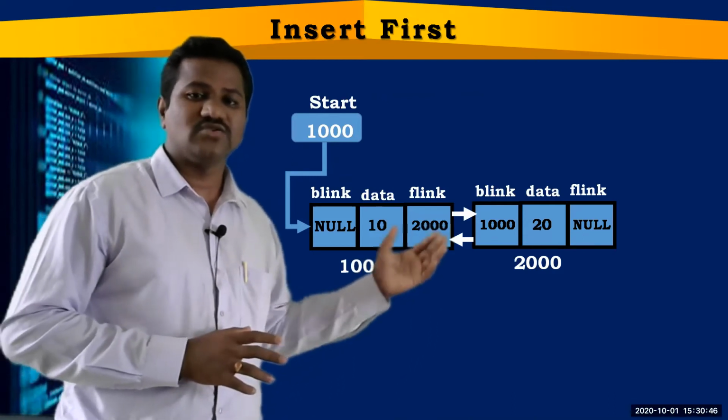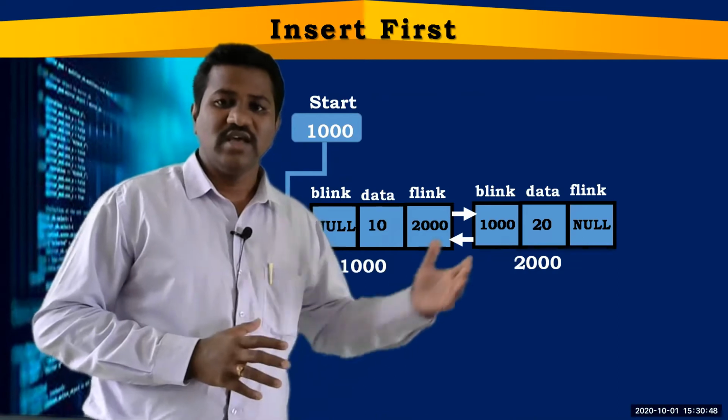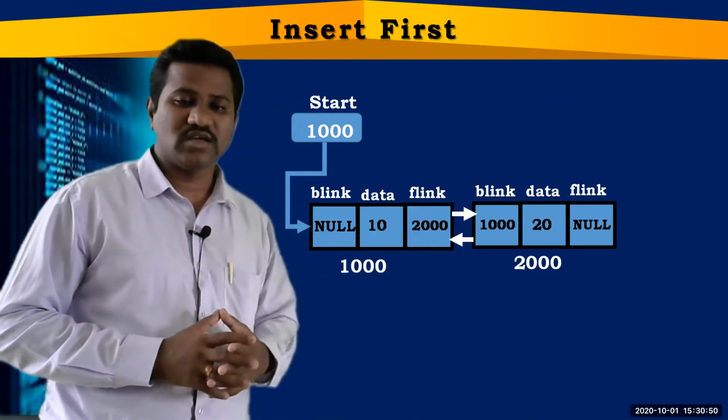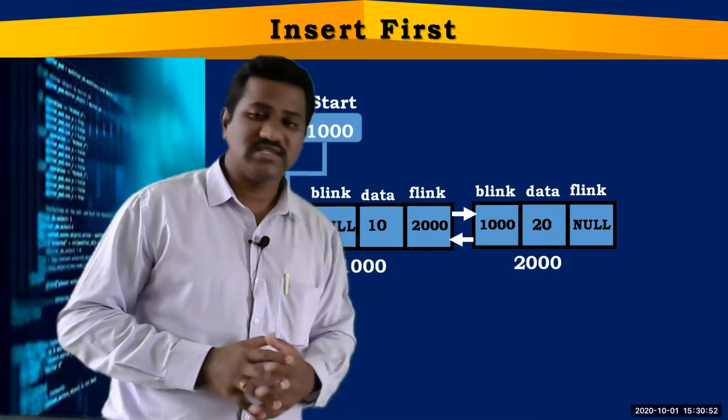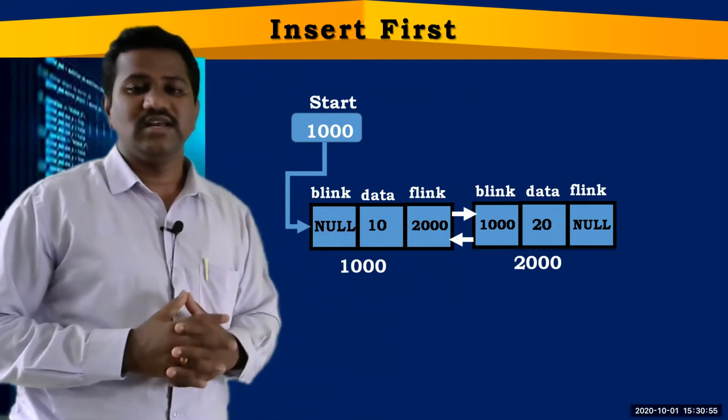Start pointer. The first node's forward link contains the address 2000, and 2000's backward link contains 1000, and 2000's forward link contains null. This is the list that we have.